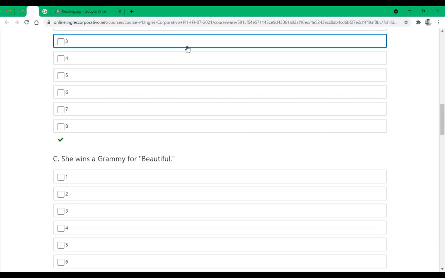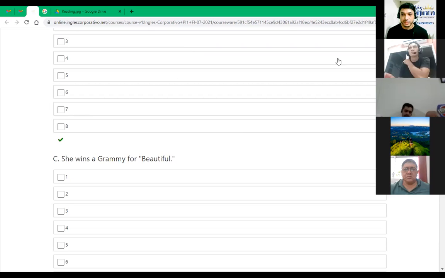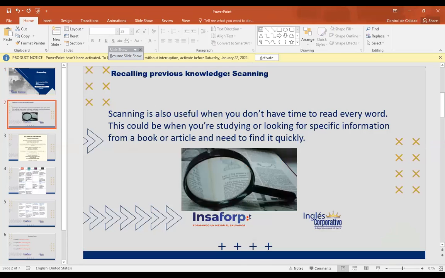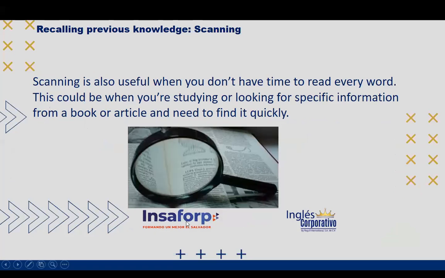Okay, as most of the participants are here in the class, we are going to continue with this topic, but now we are going to practice in groups, as I told you before. So let's check the previous knowledge. Can you tell me what is scanning? Do you remember what is scanning? Here is the information. What is scanning? Let me see.